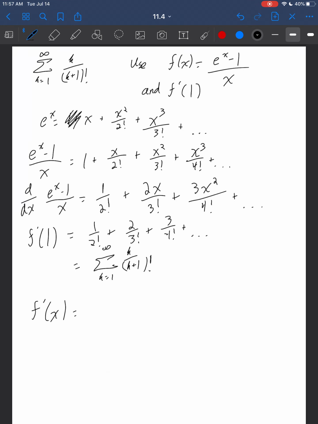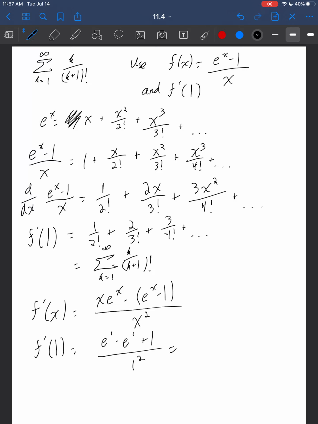the bottom times the derivative of the top. The derivative of e to the x minus 1 is e to the x, so it's x e to the x, minus the top times the derivative of the bottom, so minus (e to the x minus 1) over x squared. Plugging in 1, I get e to the 1 minus e to the 1 plus 1 over 1 squared, which is going to be 1. So I have two different ways of evaluating this f prime. I have it as this infinite series right here, and I also have it as 1. So the sum of this infinite series is 1 as my final answer.